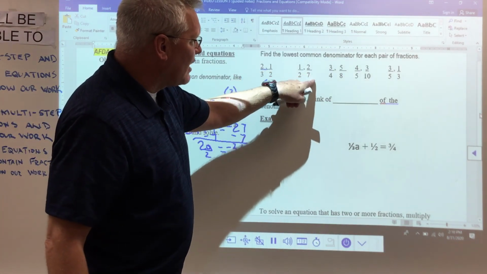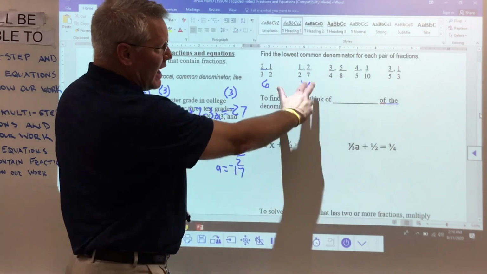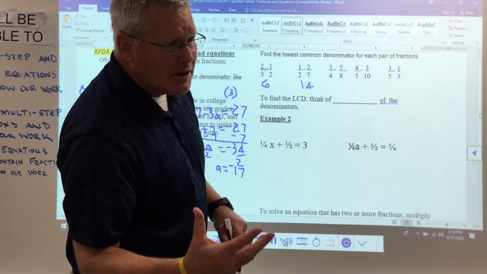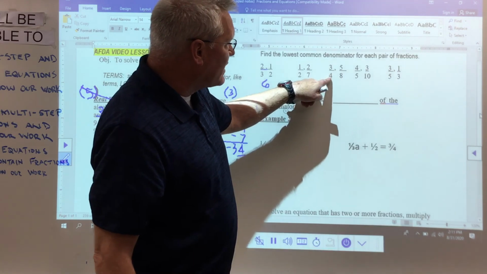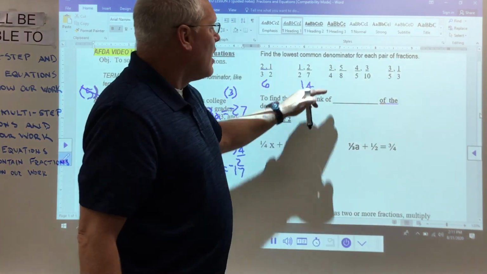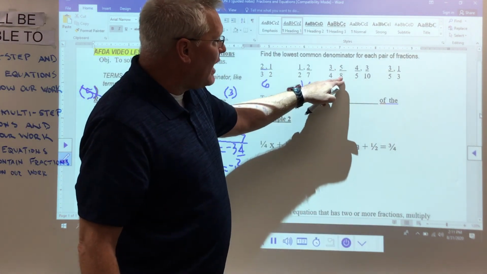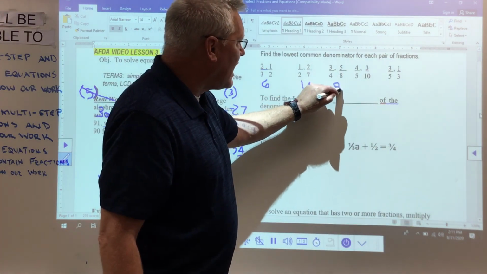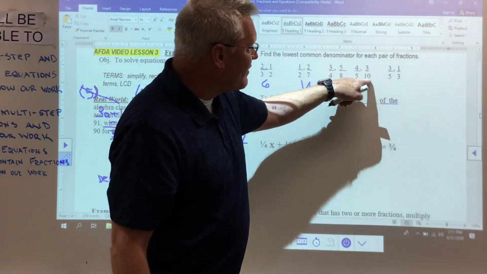You could do the same thing with 2 and 7. You'd wind up with 14. Now, sometimes if you multiply those together, you will get a common denominator, and sometimes it's the least common denominator. But look at this. If you multiply those together, 4 and 8, you would get 32. But you want to think of multiples, which is 4, 8. Multiples of 8 would be 8, 16. The first one they have in common is 8. Likewise here with these denominators, looking at 5 and 10.